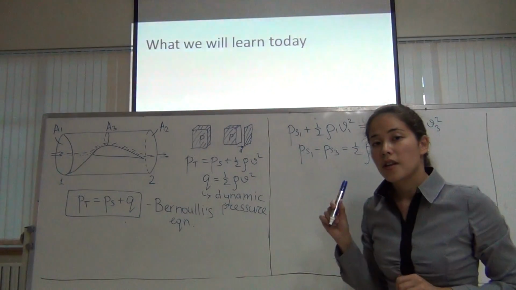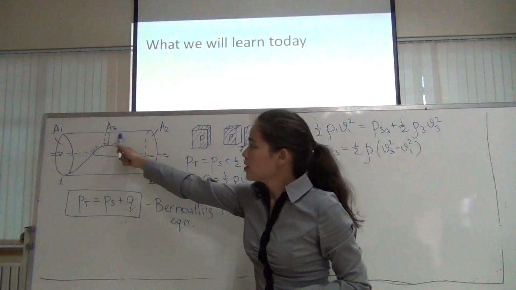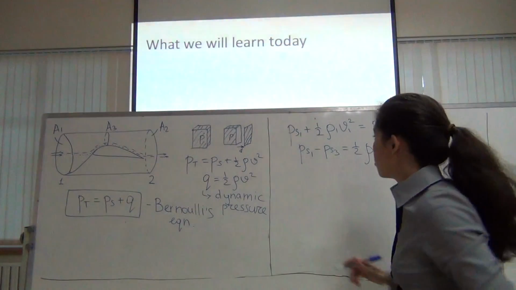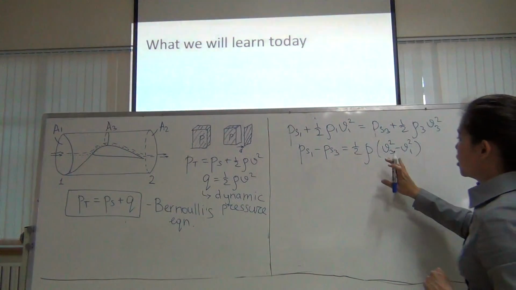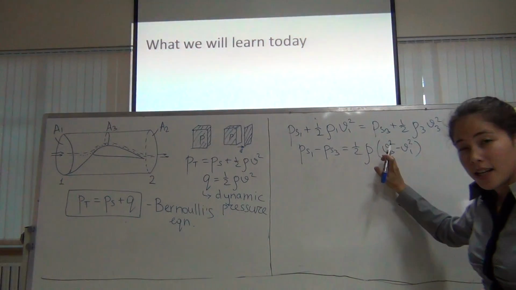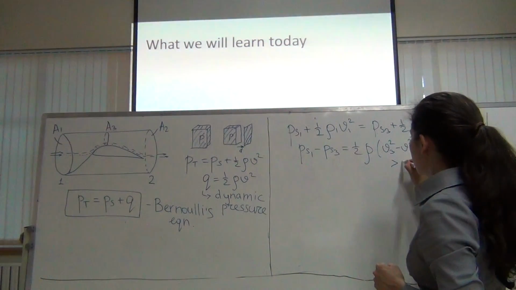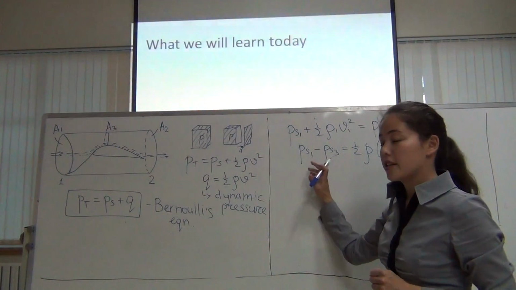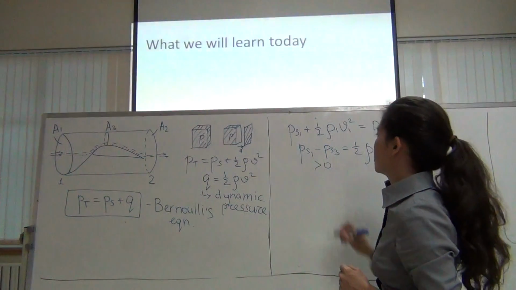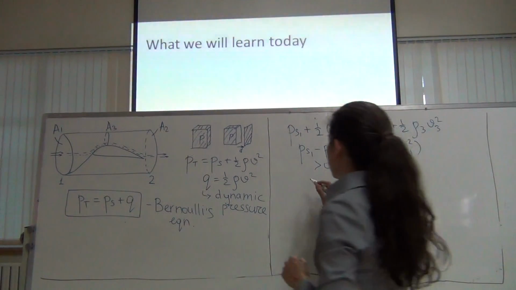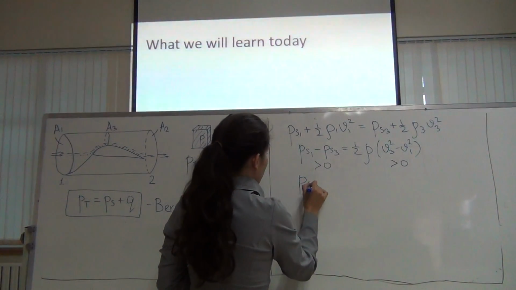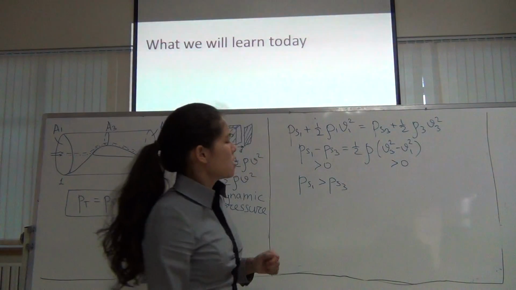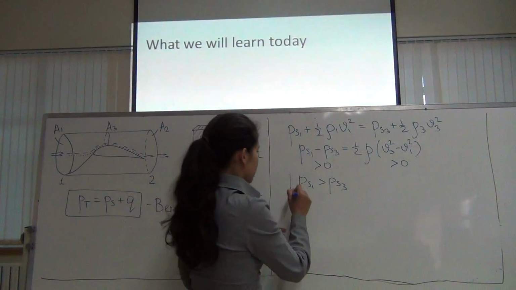But remember that v3 was greater than v1 from what we found out before. So that means if we subtract v1 from v3, it should be greater than 0. But that will mean that this side of the equation should be greater than 0 as well. And that will give us that P static 1 is greater than P static 3. Now let's think about this for a little bit.